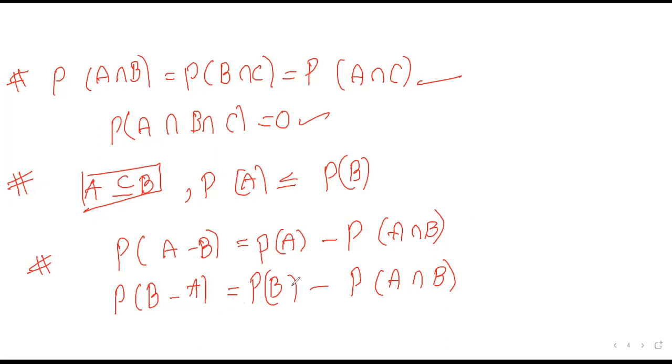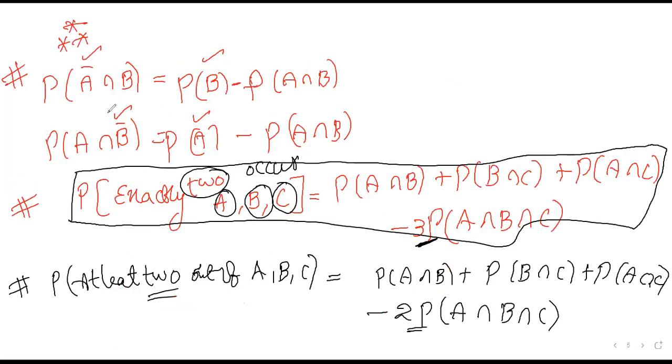Then P of B minus A is equal to P of B minus P of A intersection B. Similarly, P of A bar intersection B means P of B minus P of A intersection B. If it is B bar, then P of A minus P of A intersection B.